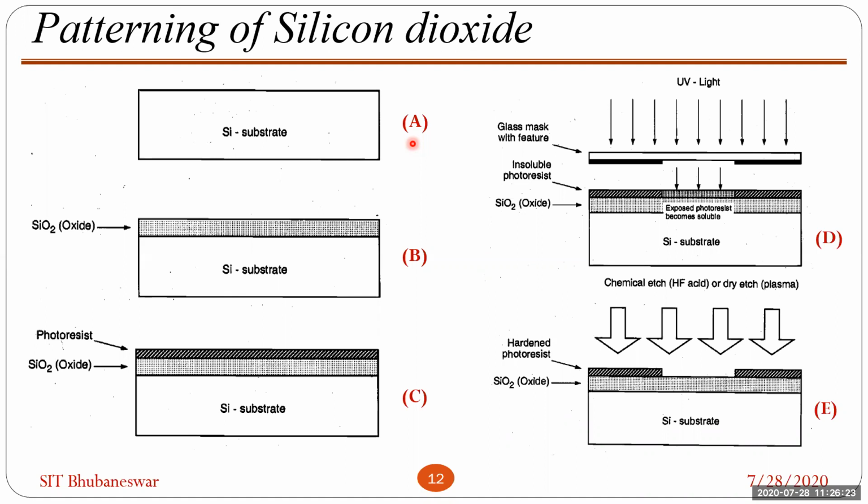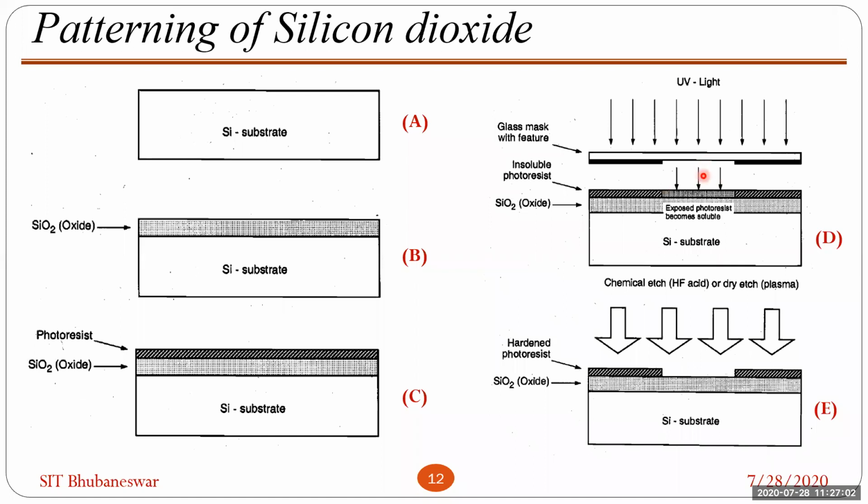Suppose you require an NMOS, so you will create a gate. For that we have to remove some of the oxide. Where we want to remove the oxide, in that part we will put UV light through a mask. This is a glass mask with some features added, which means the UV light will not flow in this path.